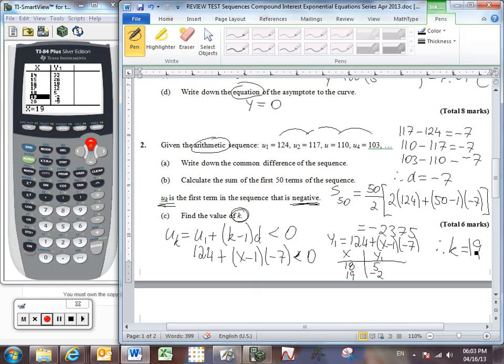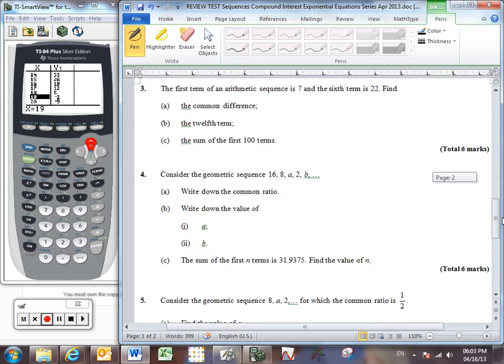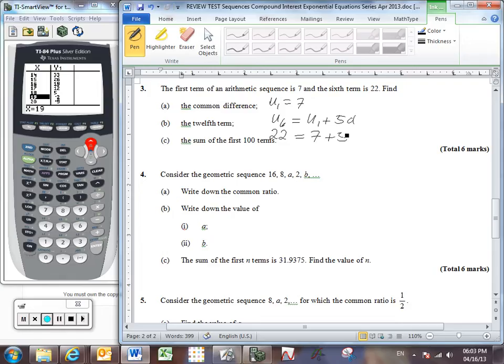There we go. Question number 3. We got the first term in an arithmetic sequence is 7, so u1 equals 7. And the sixth term is 22. Now we know that we can write the sixth term as u1 plus 5d, right? So if the sixth term is 22 and u1 is 7, then it should be quite quick to solve for d. We'll just bring the 7 to the other side. 15 equals 5d, and therefore if we divide both sides by 5, you'll find that d is equal to 3.